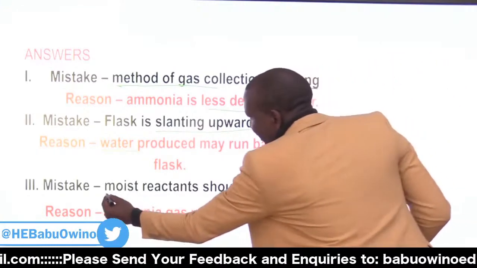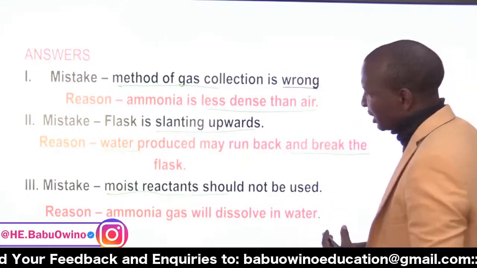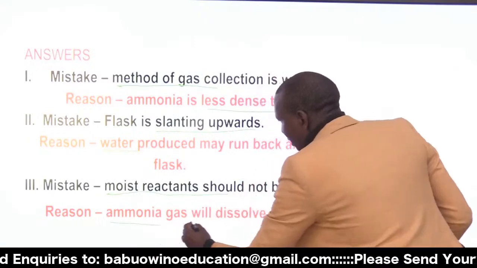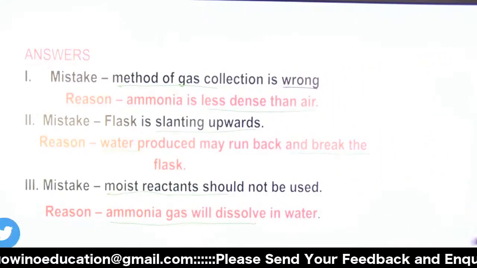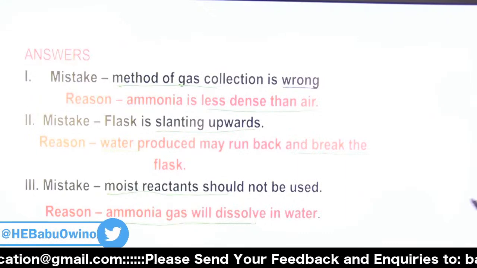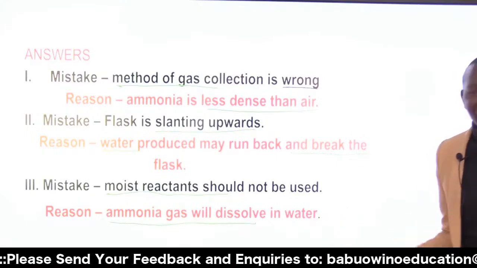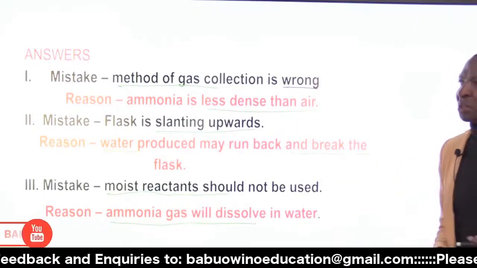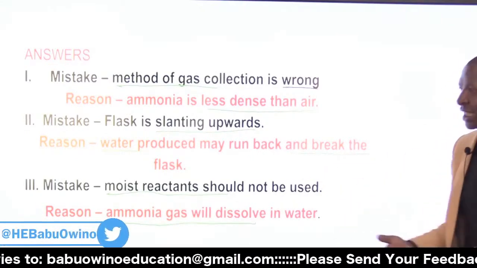The other part is moist reagent should not be used. Rather, use of moist reagent is wrong. Reason, because the ammonia gas will dissolve. So most of the common mistakes that students write is the ammonia should be collected by upward delivery. That is not a mistake. You are giving us the correction. Another student will say the flask should be slanting downwards. Again, that is the correction, not a mistake.